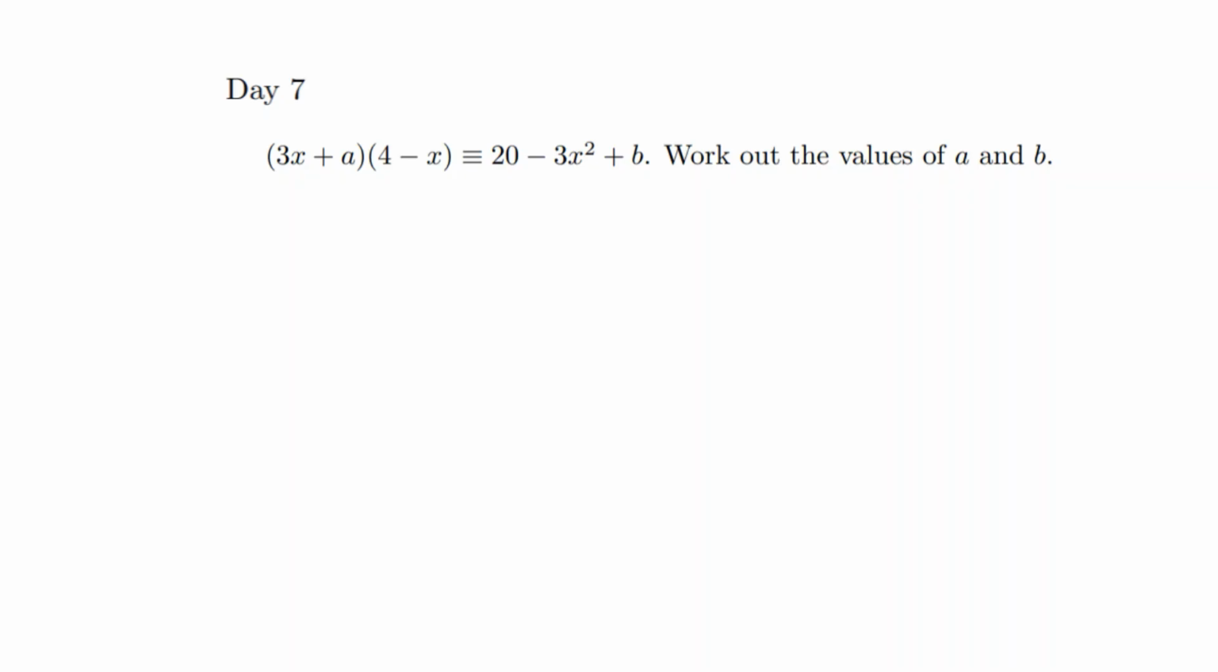So today's question is an identity. We've got (3x plus a) multiplied by (4 minus x) is identical to 20 minus 3x squared plus b, and we're asked to work out the values of a and b.